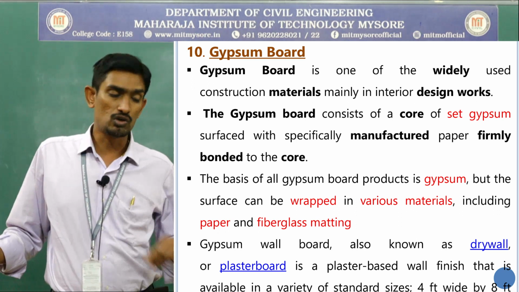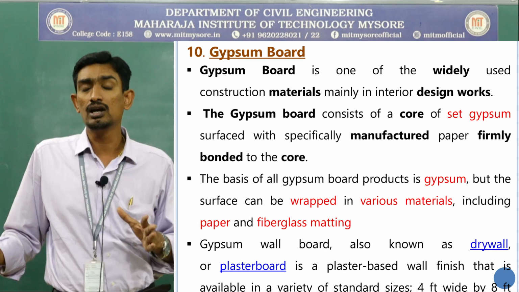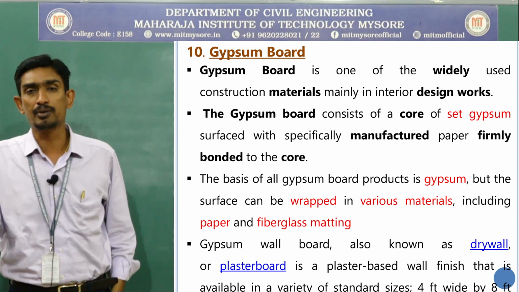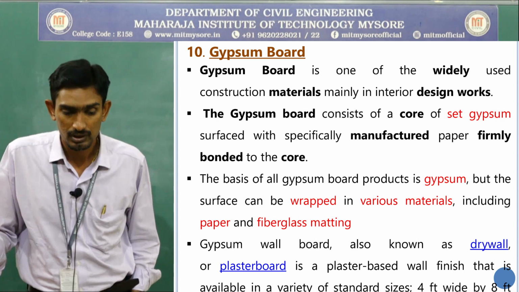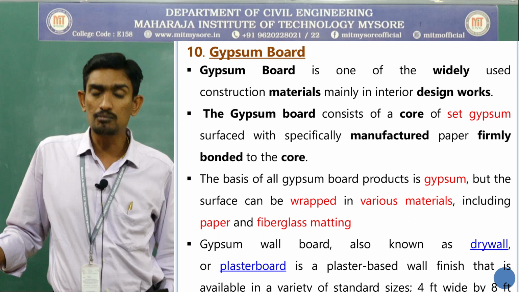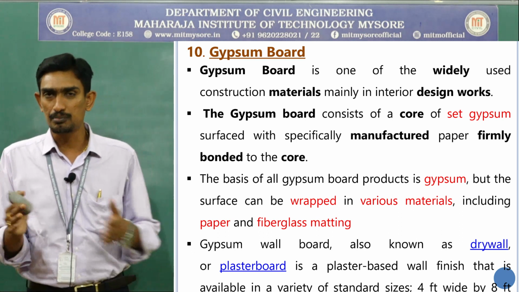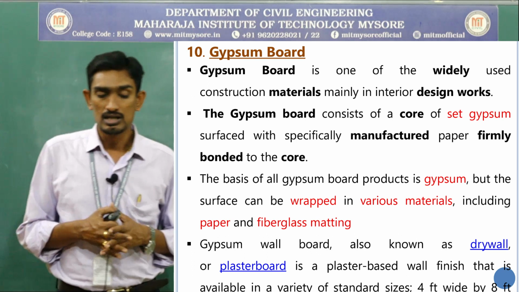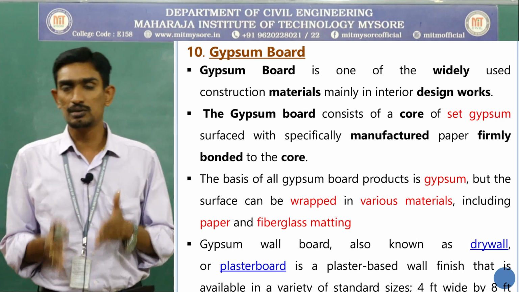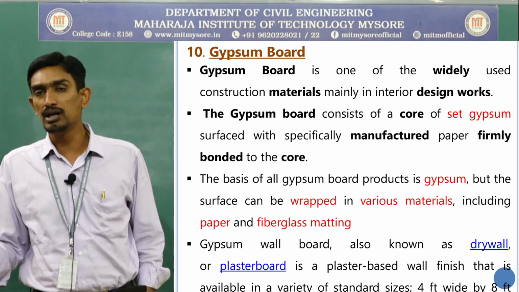It is very good at sound absorbing, thermal insulating, and it is lightweight. That's why gypsum board is more preferred over other materials. Next, what exactly is gypsum board? This gypsum board consists of a core of gypsum, surfaced with specifically manufactured paper firmly bonded to the core.